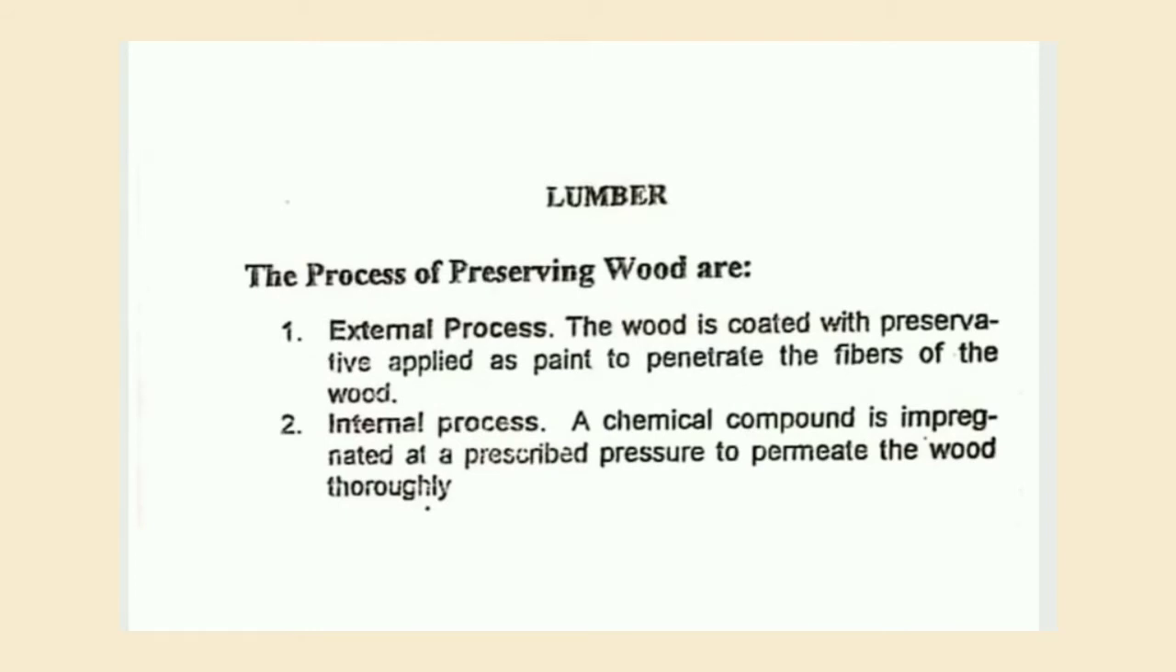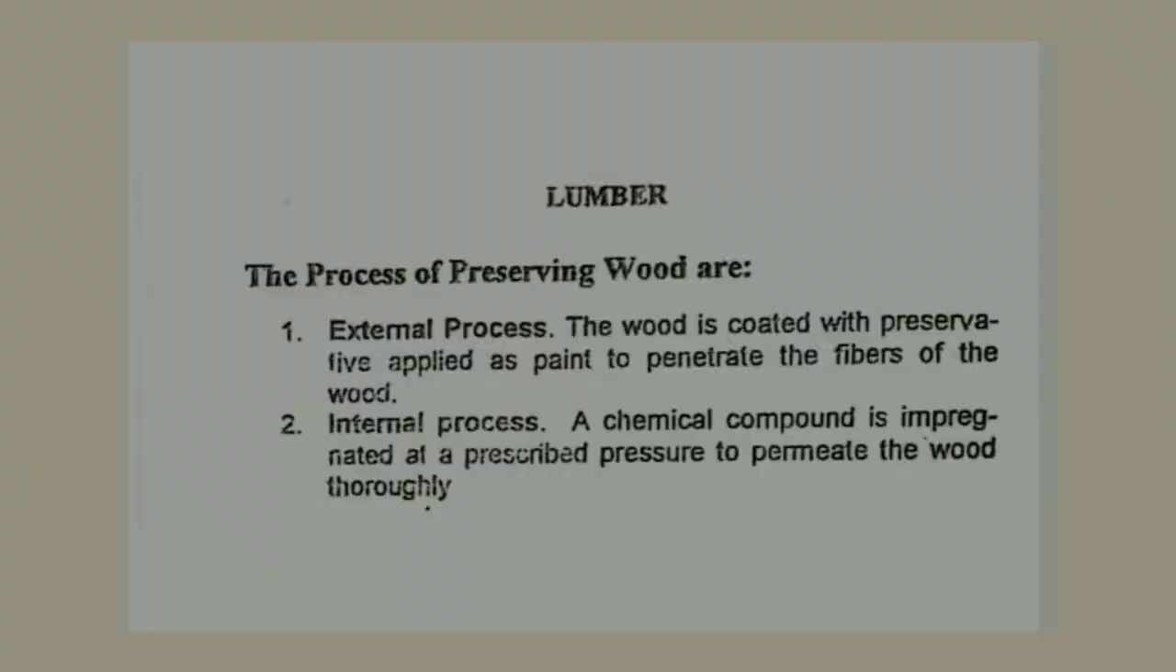The processes of preserving wood: first is the external process. The wood is coated with a preservative applied in a paint or to penetrate the fibers of the wood. Next is the internal process. A chemical compound is impregnated at a prescribed pressure to permeate the wood thoroughly.